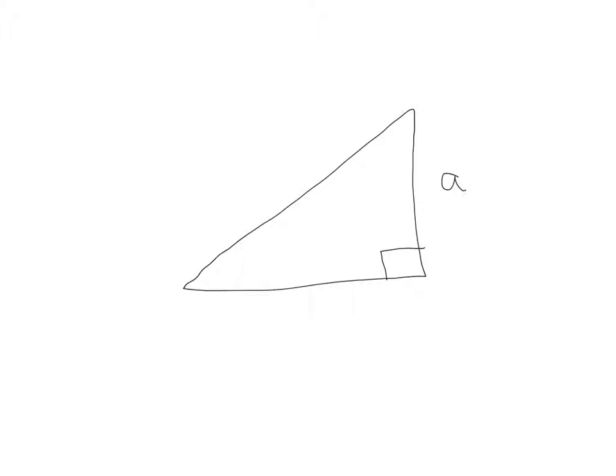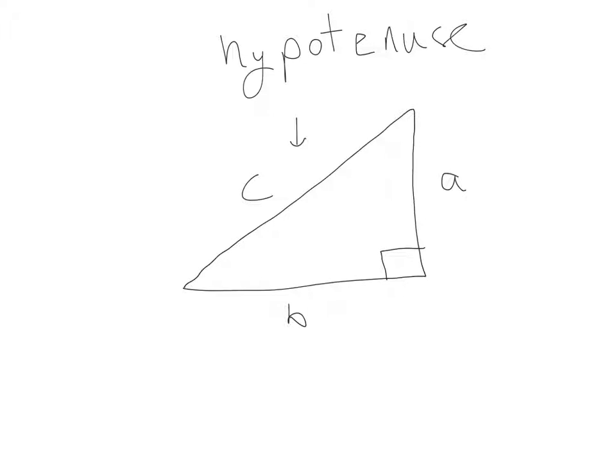If we label this side A, this side B, and the hypotenuse, this is the hypotenuse, C, we can say that the square of A plus the square of B is equal to the square of C. And we can use that relationship to solve for sides when we don't know all the sides.